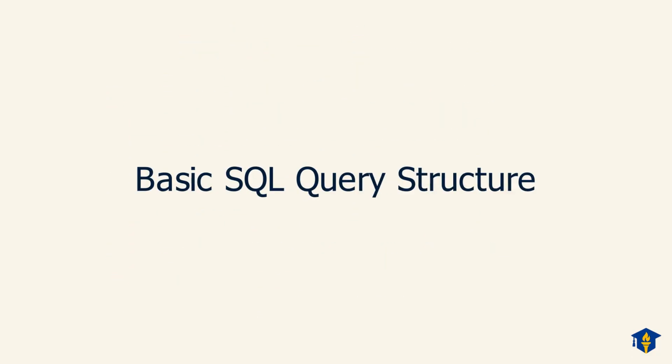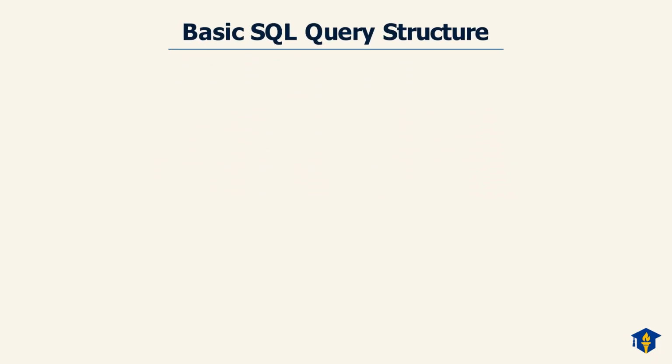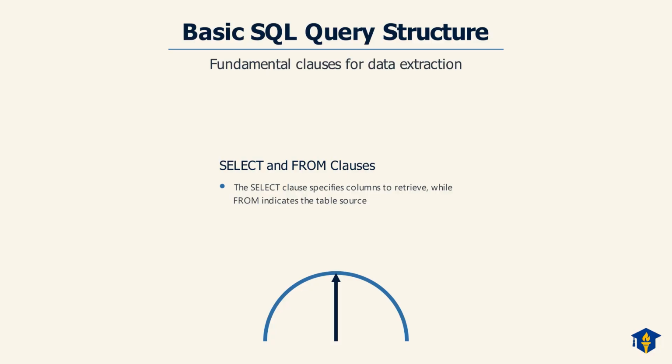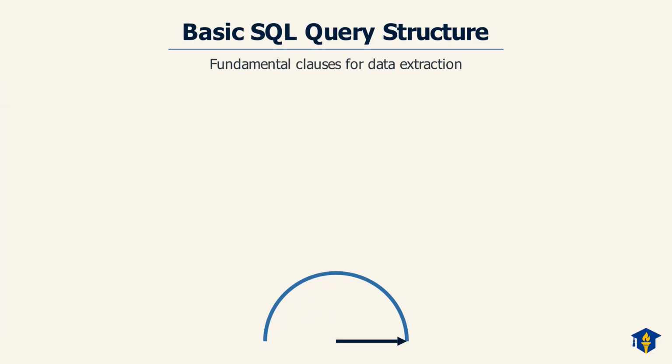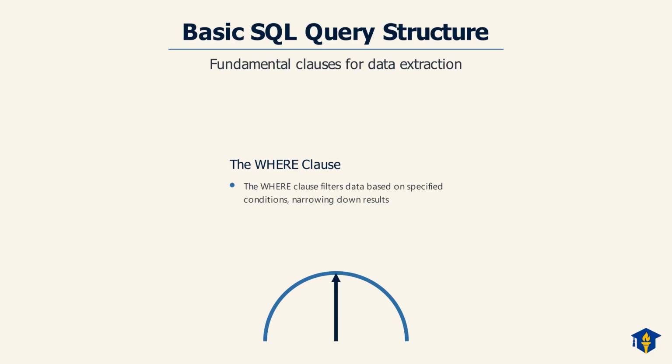Today, we will delve into the basic structure of SQL queries, starting with fundamentals. These fundamental clauses are essential for effectively extracting data from your databases. We begin with the SELECT and FROM clauses, the core of any query. The SELECT clause specifies which columns to retrieve and FROM indicates the table. This example retrieves first name and last name from the sales data table. Next, the WHERE clause allows us to filter data based on specific conditions.